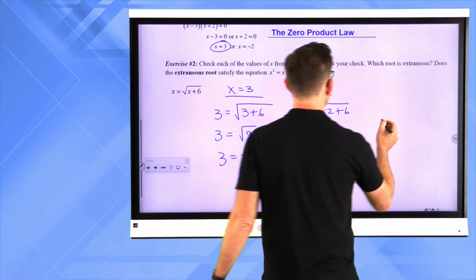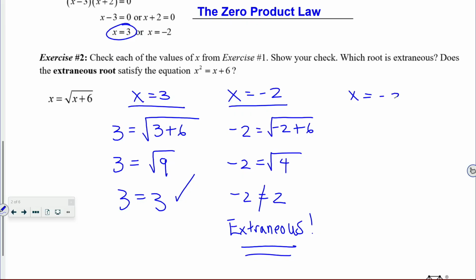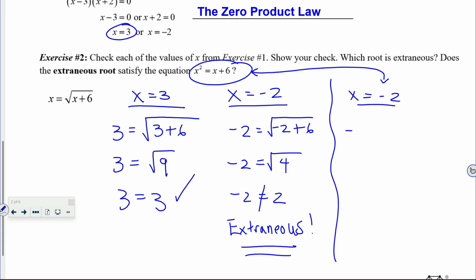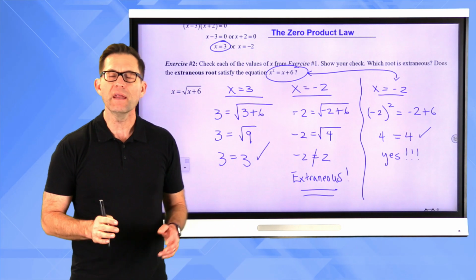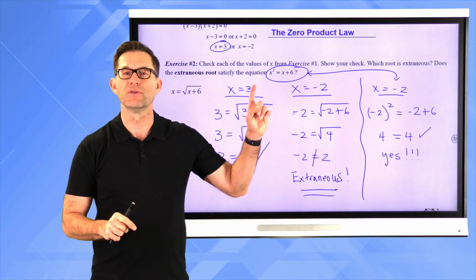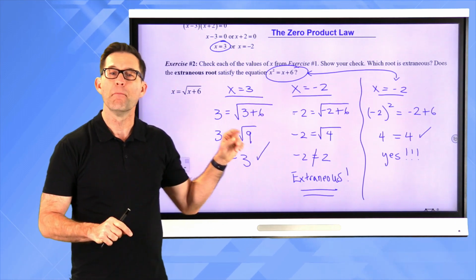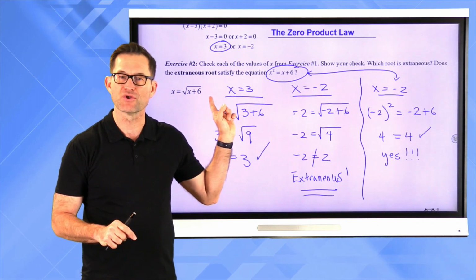But let's also take a look at this x equals negative 2, but in this particular equation. So this is a completely different check. Negative 2 squared is equal to negative 2 plus 6. 4 is equal to 4. So yes. And therein lies the problem. Negative 2 is a solution to this particular equation, but it's not a solution to that equation.